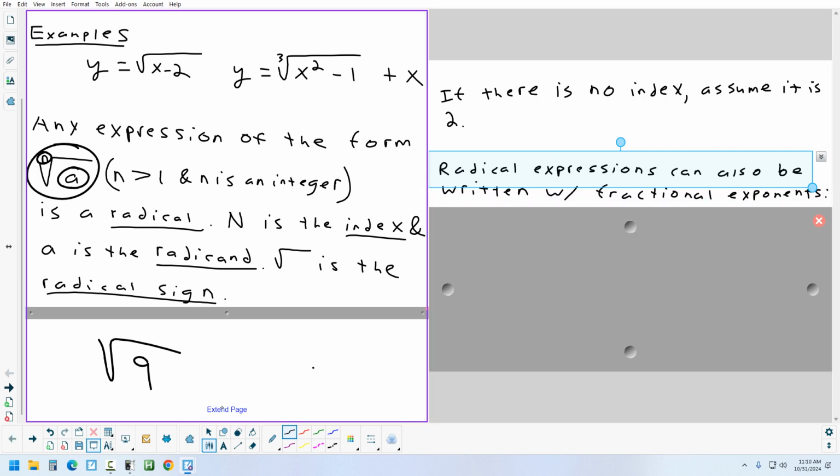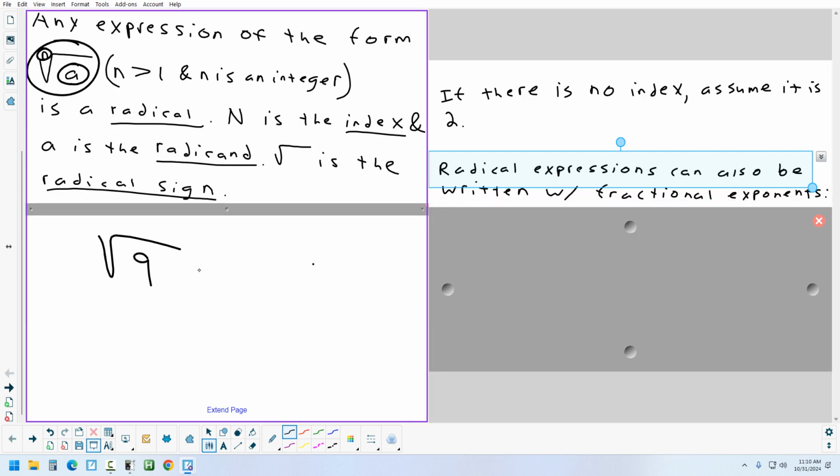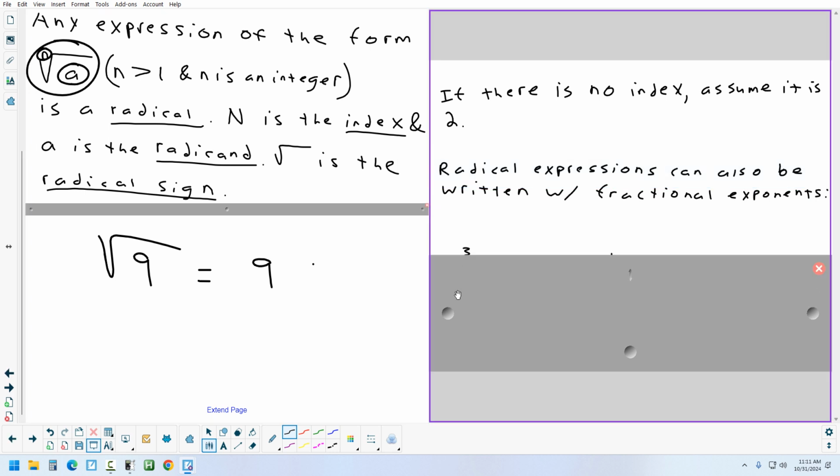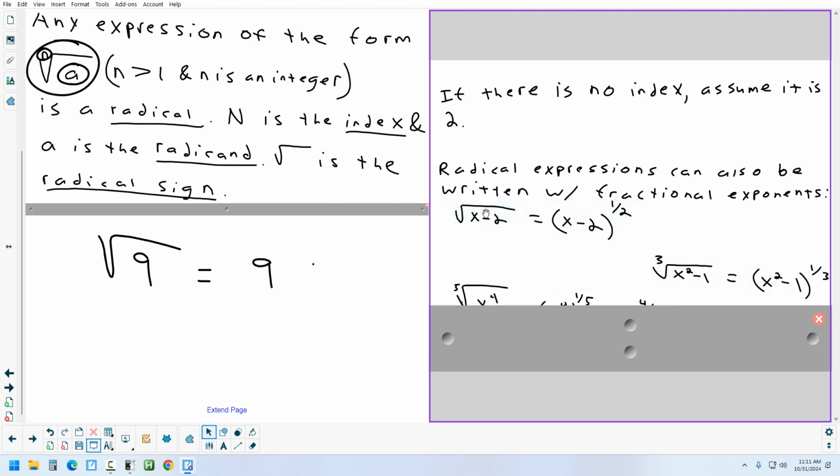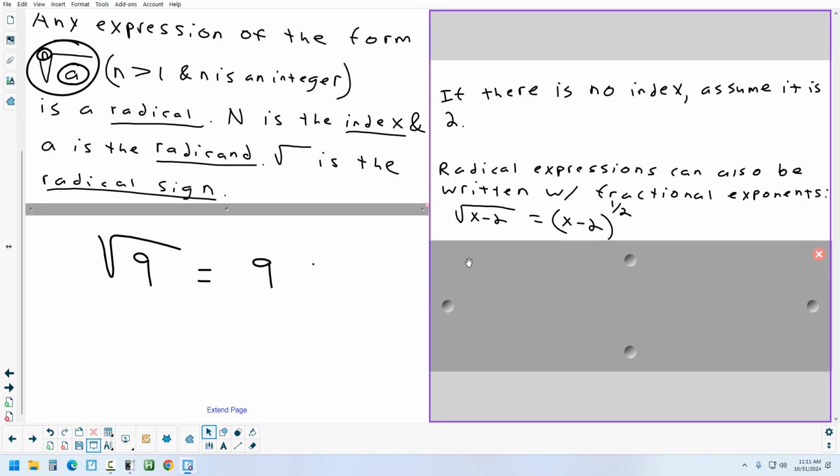Now, instead of writing something as a root, you can write that as a number raised to a fraction. Does anybody remember what fraction you could raise 9 to, that's the same as taking the square root? Yep, 1/2. Raising to the 1/2 power is exactly the same as taking a square root.